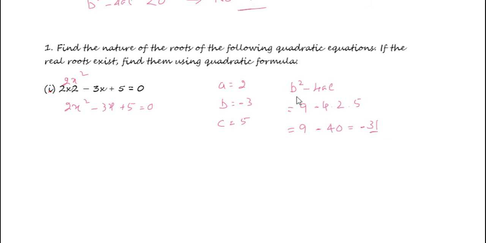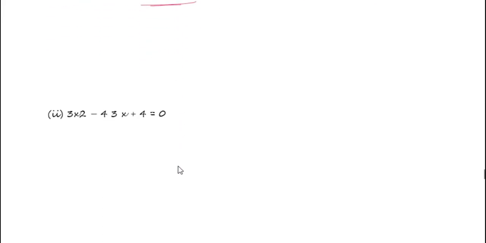So b square minus 4ac is less than 0. When b square minus 4ac is less than 0, you do not have any roots. So here, no roots. We'll take one more. Here also it is 3x square.